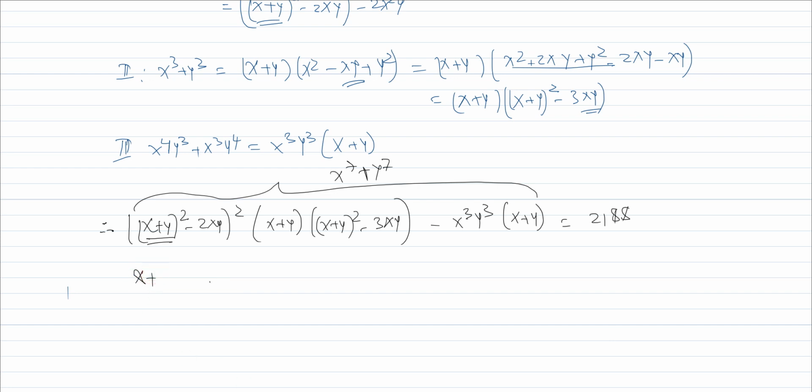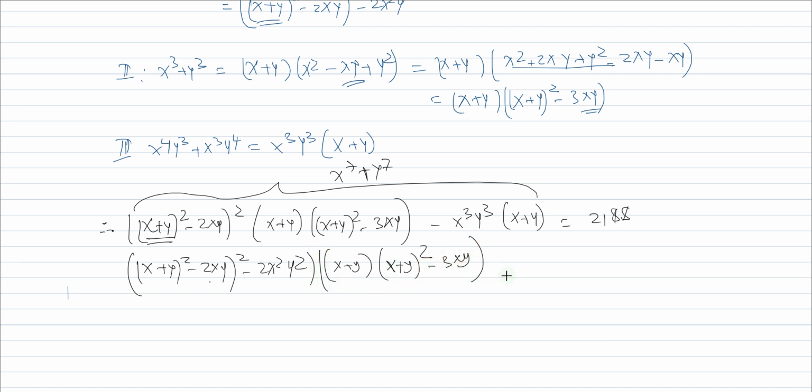This video is going to be kind of long, guys, because this problem is really long. We're going to have actually something like x plus y squared minus 2xy. Okay, this is squared, and minus 2x squared y squared. Okay, so this is right. So x plus y, which multiplies x plus y squared minus 3xy. Close this bracket, and then minus x cubed y cubed, which multiplies x plus y equals 2188.